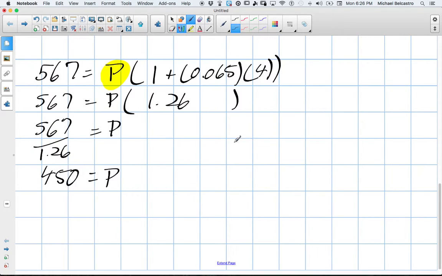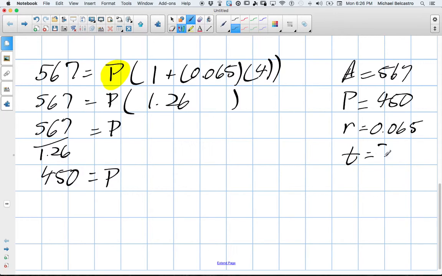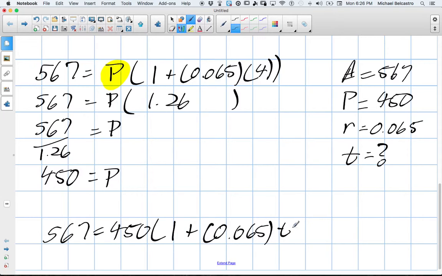Let's say they've done something else where they've told you that your A is 567 and your P is 450. So you are going to end up with $567. You start with 450. Your interest rate R is 0.065. How much time does it take to earn this amount of money? Again, this is where that third formula comes in. So we do 567 equals 450 times 1 plus 0.065 times t. We have to isolate for t here, which becomes a little more difficult.